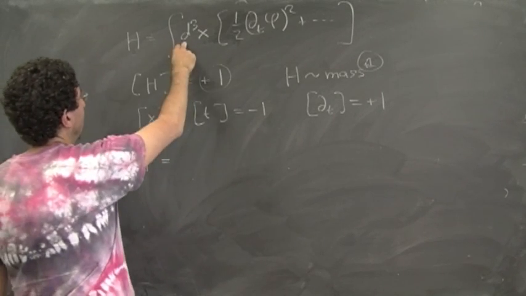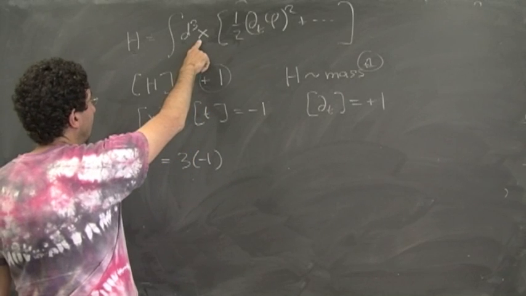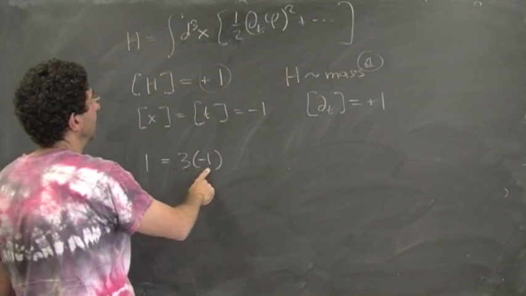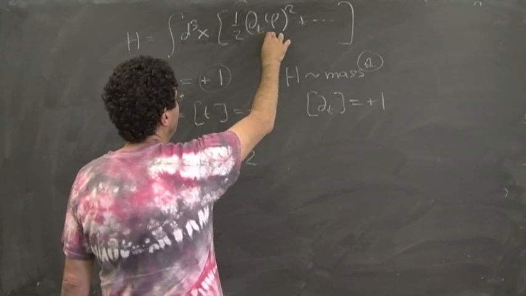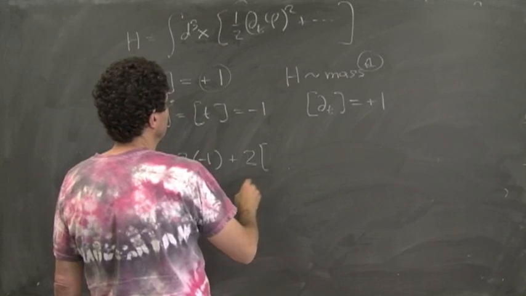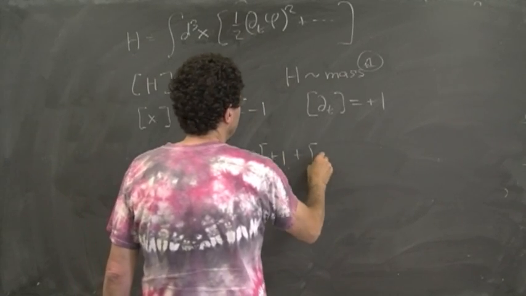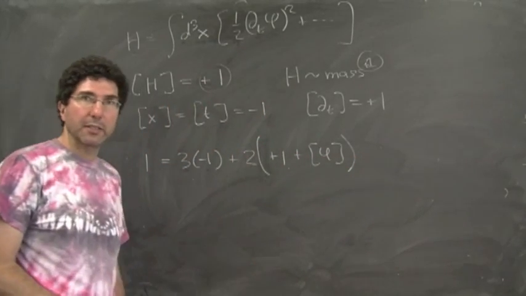And on the right-hand side, we have 3 powers of minus 1 from the x's, right? We have x1, x2, x3. That gives me a minus 3 here. And then we have 2 powers of dt phi. And each dt phi has a dimension of plus 1 from t. And then we have phi, the mass dimension of phi, which I'll indicate like this, okay?